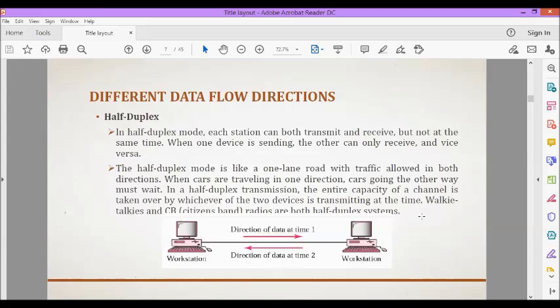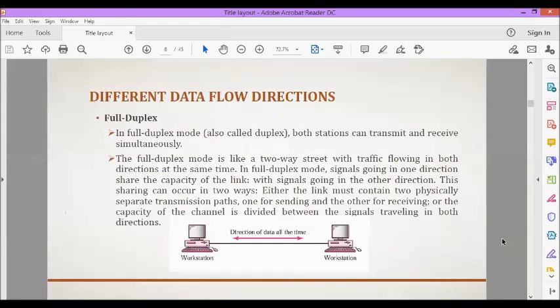Walkie-talkies and citizen band radios are both half duplex systems. So we have here a workstation going to another workstation and a workstation going to the other. The half duplex mode is used in cases when there is no need for communication in both directions at the same time, and the entire capacity of the channel can be utilized for each direction. So the direction of data at time one going to another workstation, and the direction of data at time two.